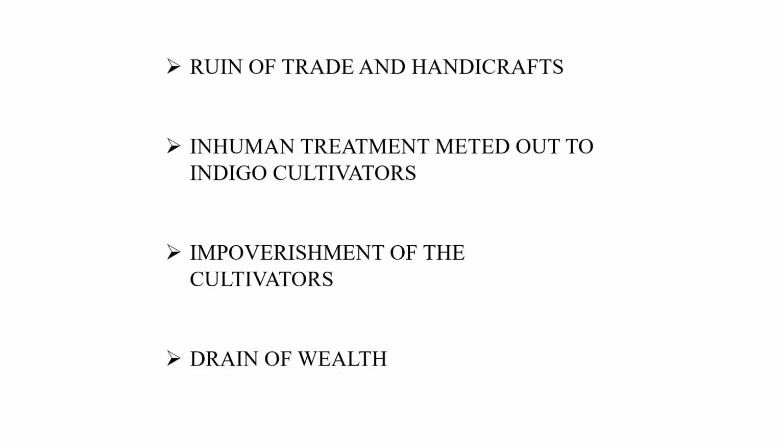Ruin of trade and handicrafts. The British deliberately destroyed Indian arts and crafts. Heavy duties on Indian silk and cotton textiles ruined these industries. On the other hand, British goods were imported into India at a nominal duty. The craftsmen left the towns and went to villages in search of livelihood. As a result, the famous manufacturing towns of Dhaka, Murshidabad and Surat were completely deserted.